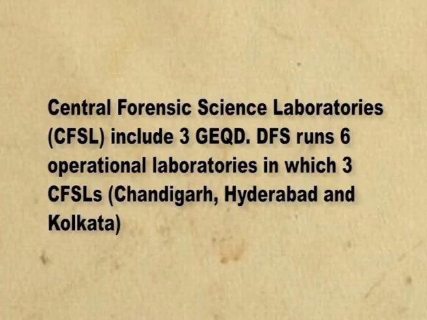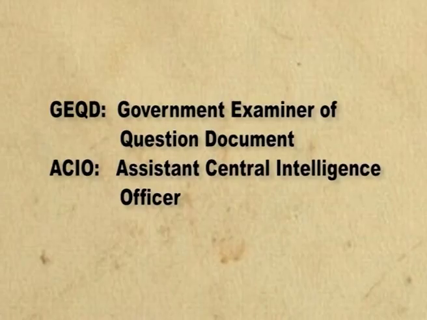DFS runs 6 operational laboratories, of which 3 are CFSLs: Chandigarh, Hyderabad and Kolkata. The organizational setup, as shown in figure 1, is headed by a Director cum Chief Forensic Scientist, assisted by 1 Scientific Officer Grade 1 and 18 administrative and allied staff. GEQD is the Government Examiner of Question Document; ACIO is Assistant Central Intelligence Officer. Figure 1 shows the organizational chart of the Central Forensic Science Laboratory, CFSL.